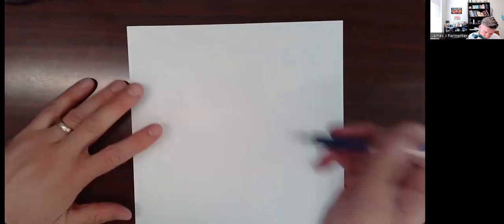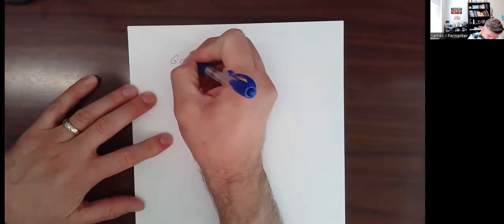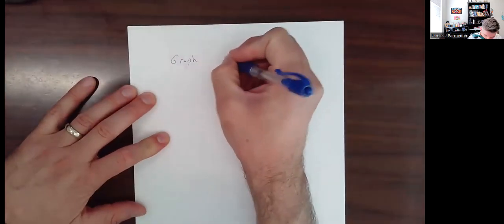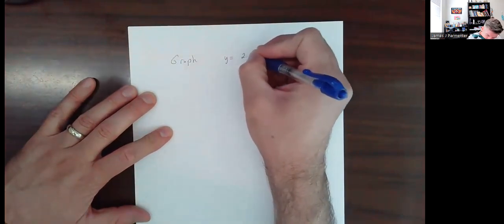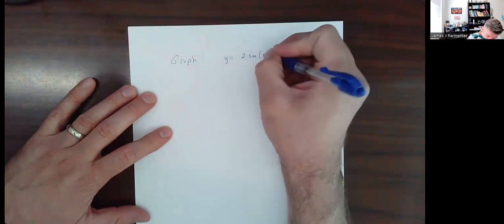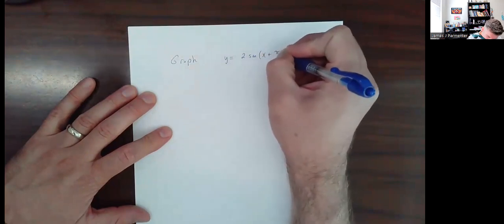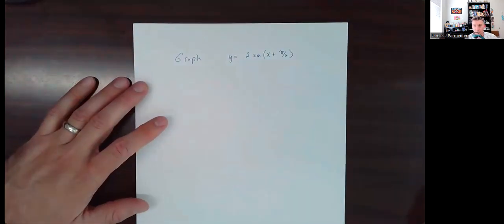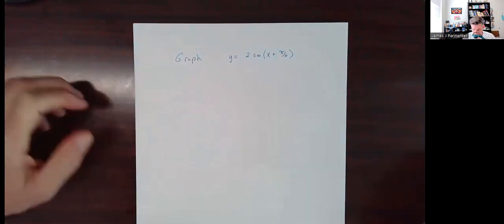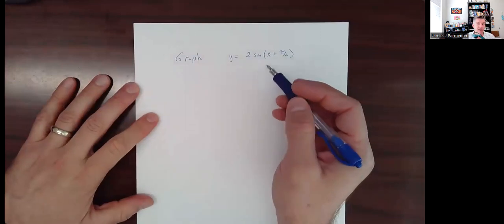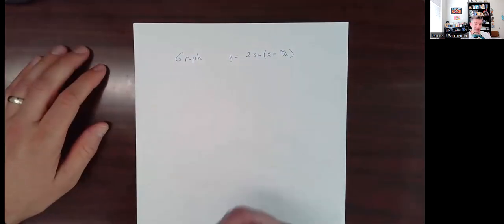So for example, I want to graph y equal to, let's say, 2 sine of x plus pi over 6. This is going to shift everything left pi over 6. The way I think of this is the x values have to be pi over 6 less than they would have been to get the same angles.